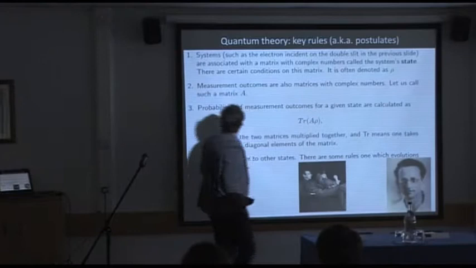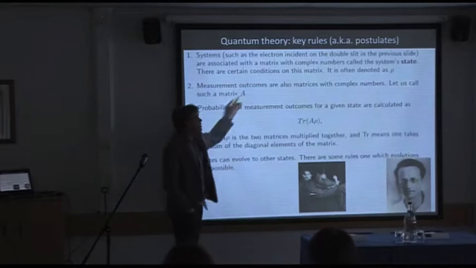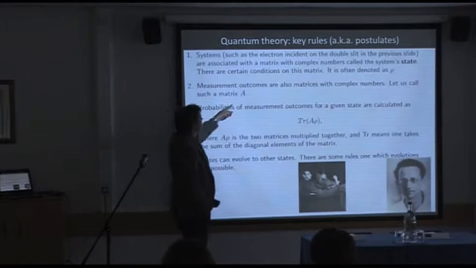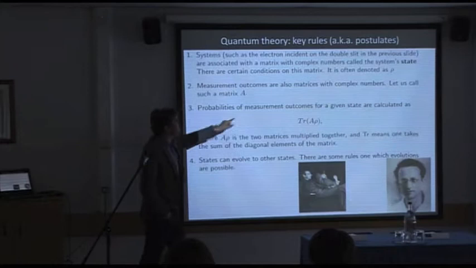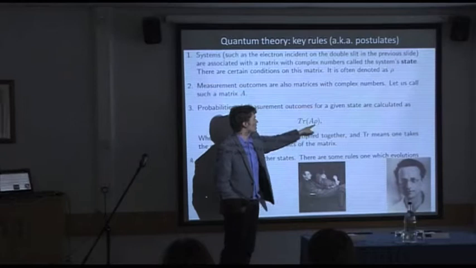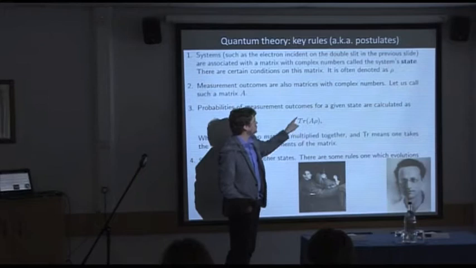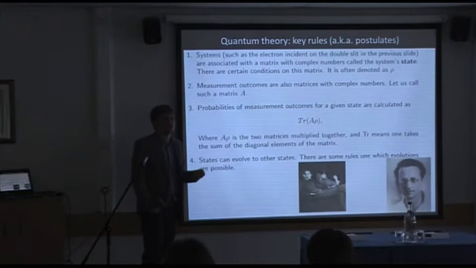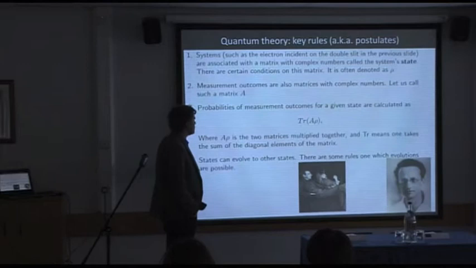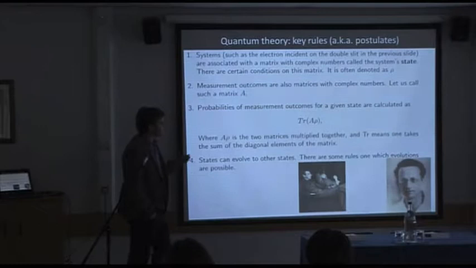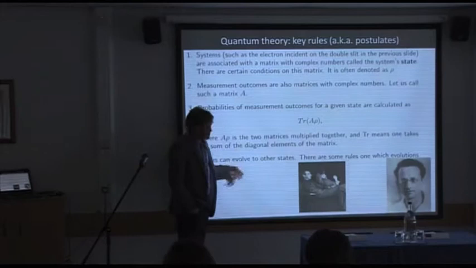Now, measurement outcomes are also represented by matrices with complex numbers. We can call them A, for example. And now the probability of a measurement outcome for a given state, this is a very crucial rule, is given by this. So you multiply these two matrices together, and you take the trace, which just means you sum the diagonal elements of the resulting matrix. It's not that difficult in a way. And you can change the state, you can evolve the state. There are some rules concerning how to do that, but basically anything that keeps the theory self-consistent is allowed in principle.